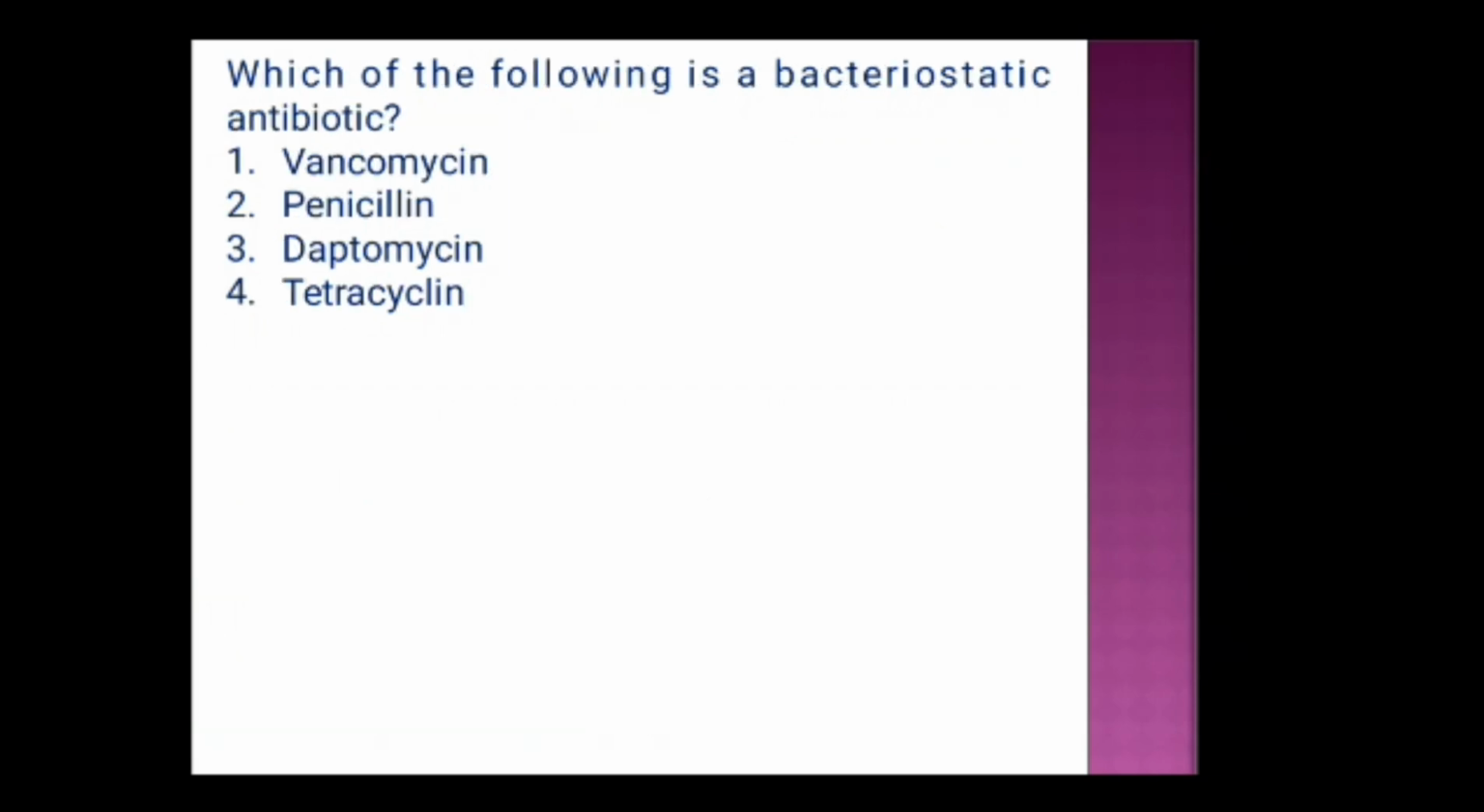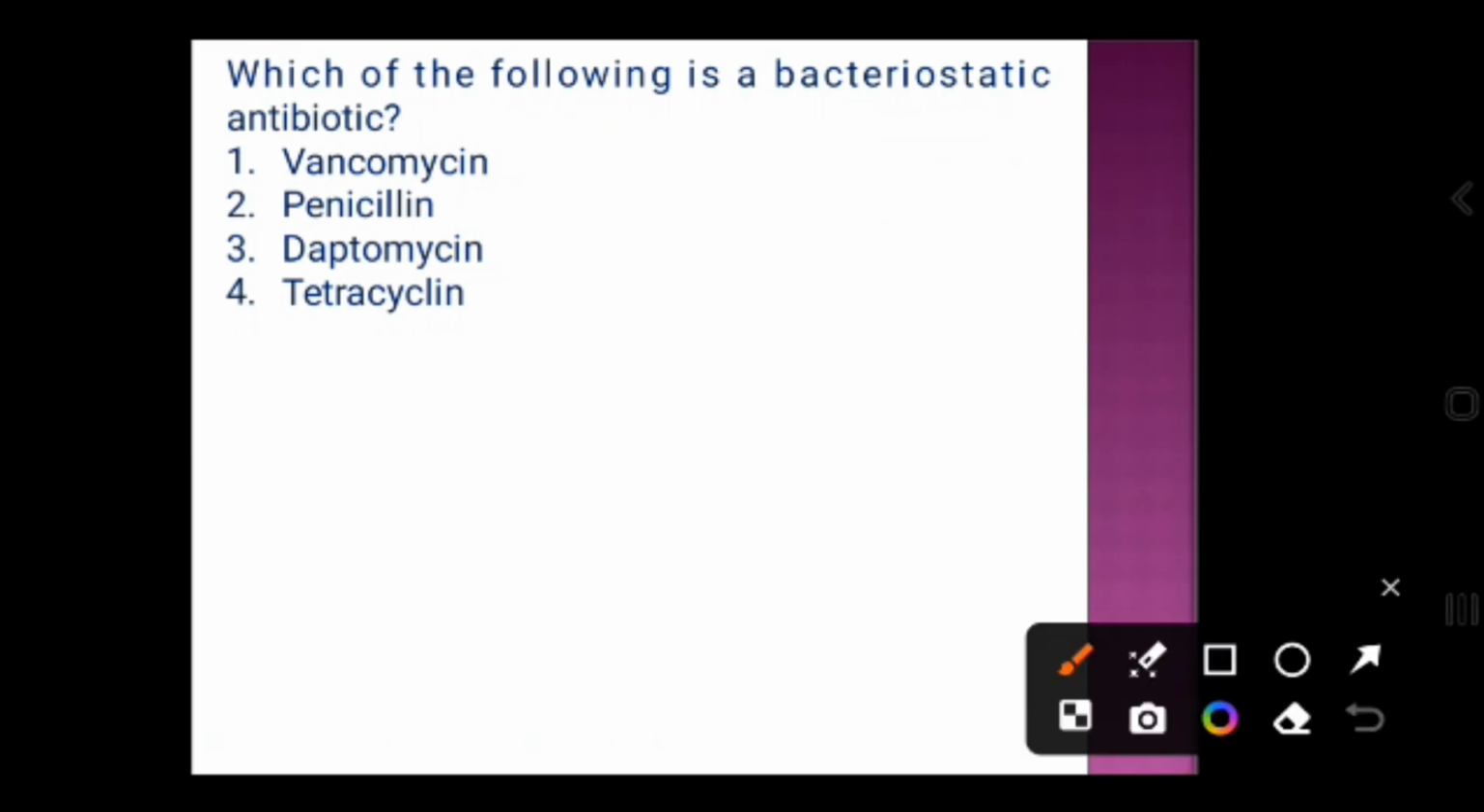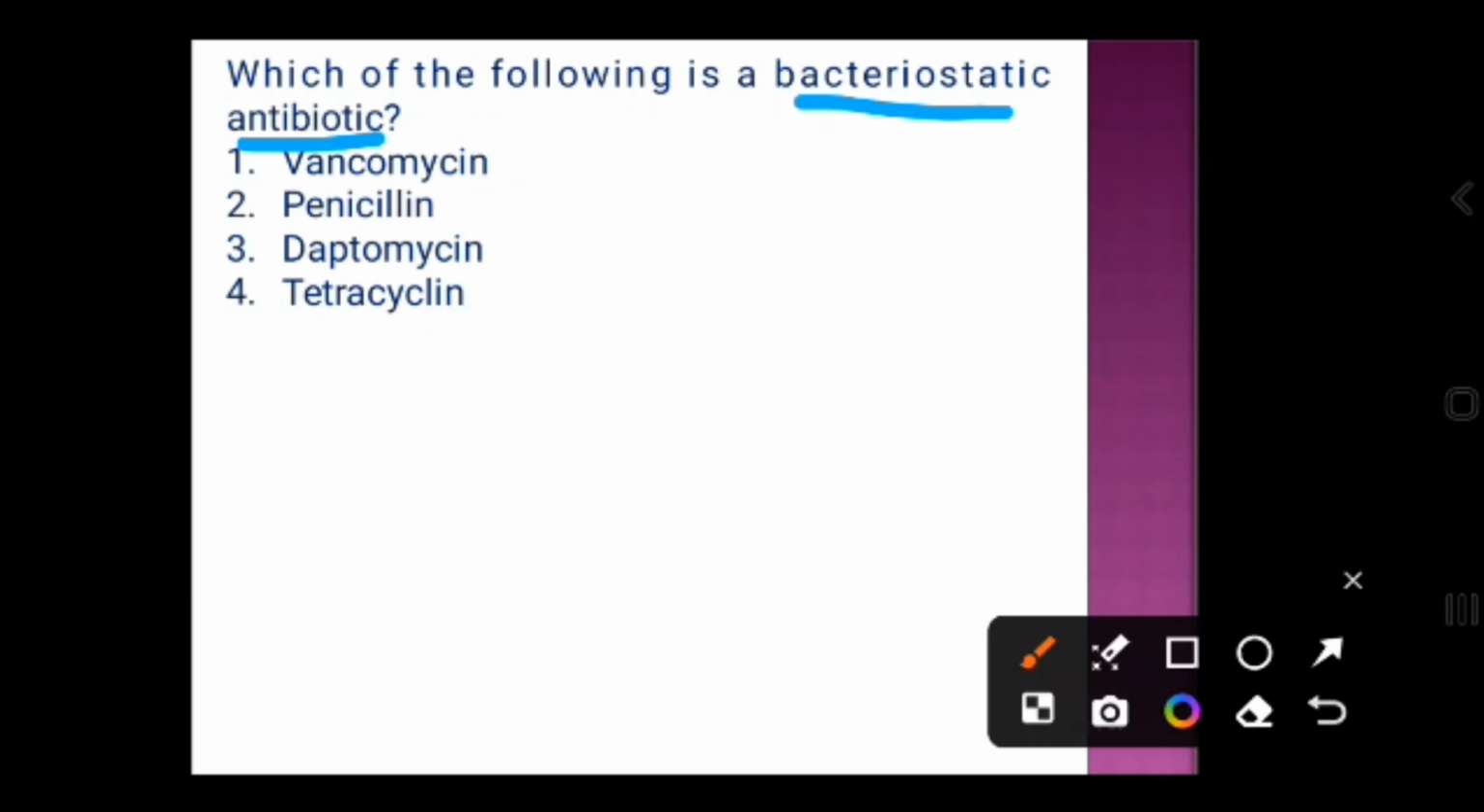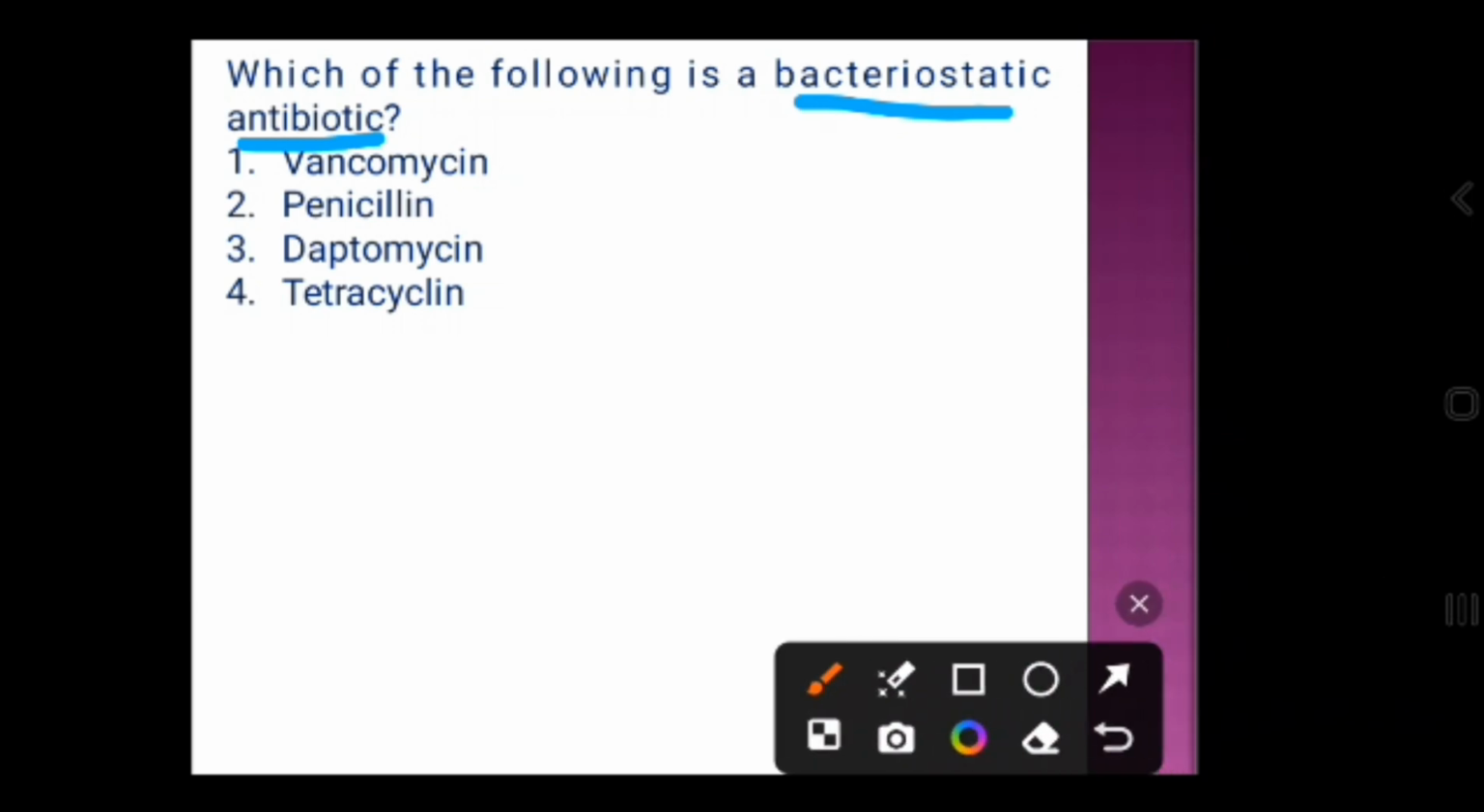Next question, which of the following is a bacteriostatic antibiotic? Option 1, vancomycin. Option 2, penicillin. Option 3, daptomycin. Option 4 is tetracycline. Now to solve this question, we have to know what a bacteriostatic antibiotic is. Bacteriostatic antibiotics are those which stall the cellular activity of bacteria rather than killing the bacteria. So a bacteriostatic antibiotic does not kill the bacteria.